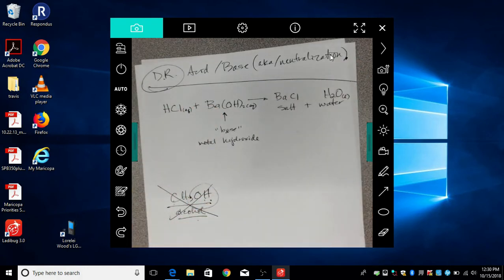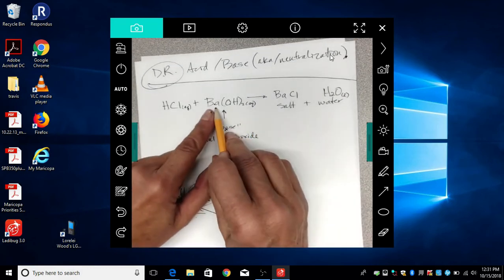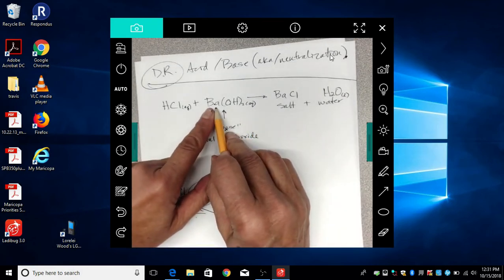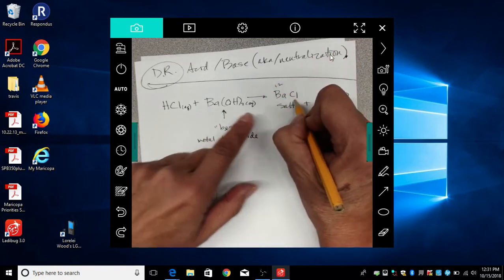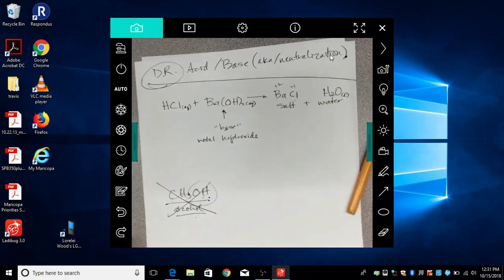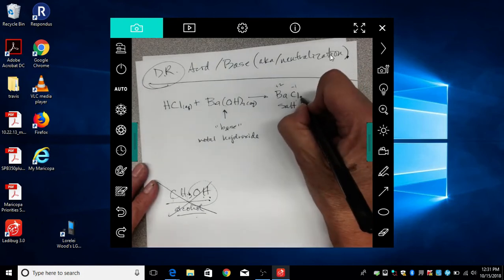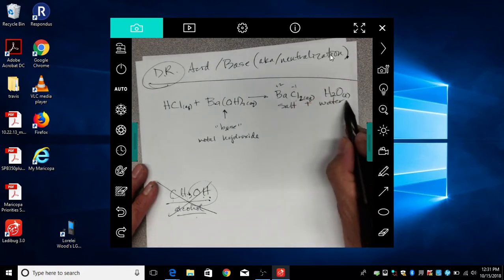Now, just like in the other double replacement reactions, the charges remain the same. What's the charge on the barium ion here when it's in barium hydroxide? Plus 2. What's the charge on chloride ion always? -1. All right, so what should be the formula for barium chloride? BaCl2, and it's going to be an aqueous solution. So there's the liquid water.